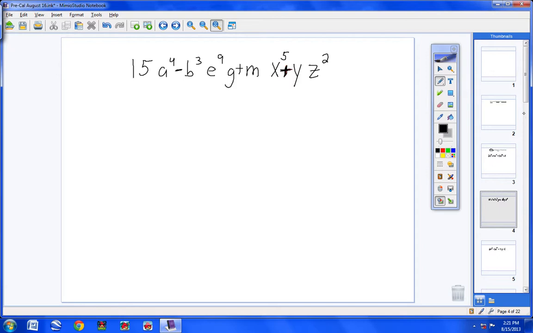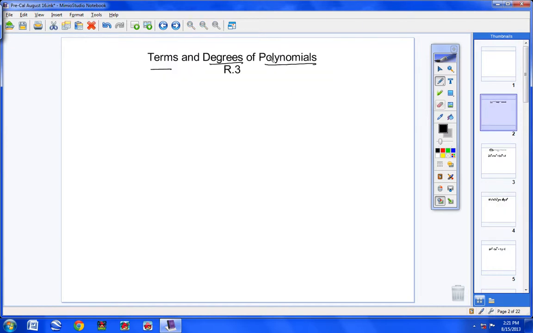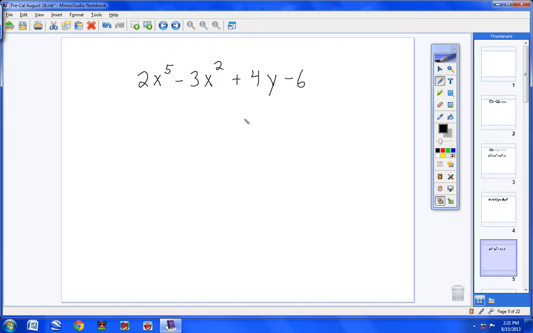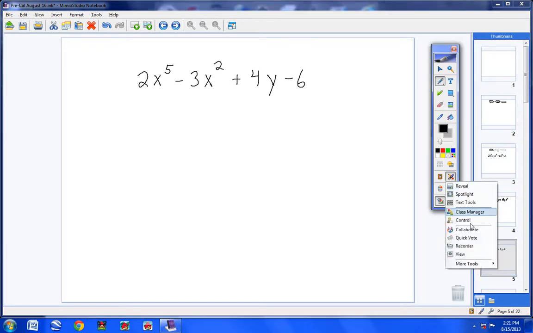Now let's talk about degrees of polynomials. Let's go back to our heading. Remember what we're doing right now. We're looking at terms and degrees of polynomials, all right? Okay. Please copy this in your notes: 2x to the 5th minus 3x squared plus 4y minus 6.